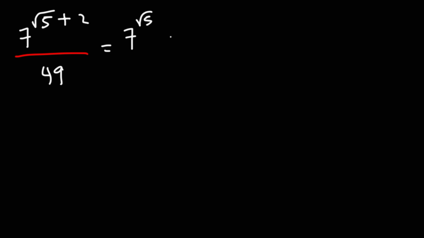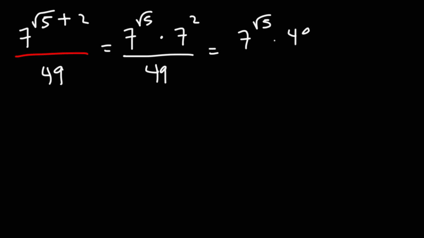Now let's move on to our next example. 7 to the square root 5 plus 2 divided by 49. How can we simplify this one? Just like before, we have the sum of two exponents, so we could expand it through multiplication. So this is 7 to the square root 5 times 7 squared over 49. Now, 7 squared, which is 7 times 7, that's 49. And notice that we could cancel the two 49s. So our answer is going to be 7 to the square root 5.